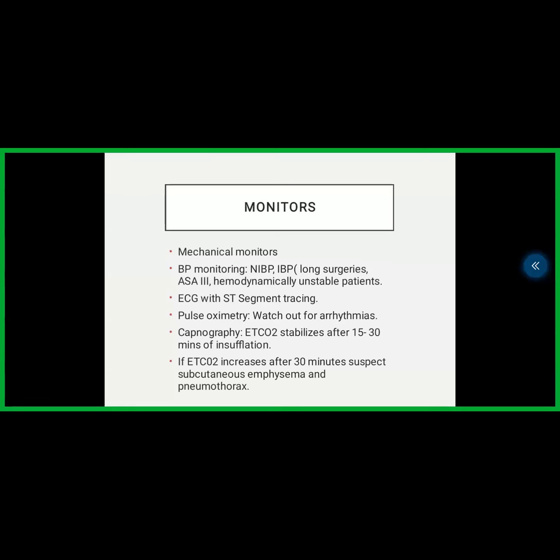For the monitoring under anesthesia, there are mechanical monitors and clinical monitors. For the mechanical monitors, blood pressure monitoring can be done, either non-invasive or invasive blood pressure monitoring. Invasive blood pressure monitoring is indicated in very long surgeries and in hemodynamically unstable patients because it will pick up the blood pressure beat by beat. It gives real-time values of the blood pressure. Then ECG tracing. ECG is also a very good monitoring modality with ST segment tracing. This is actually to identify myocardial ischemia early enough intraoperatively.